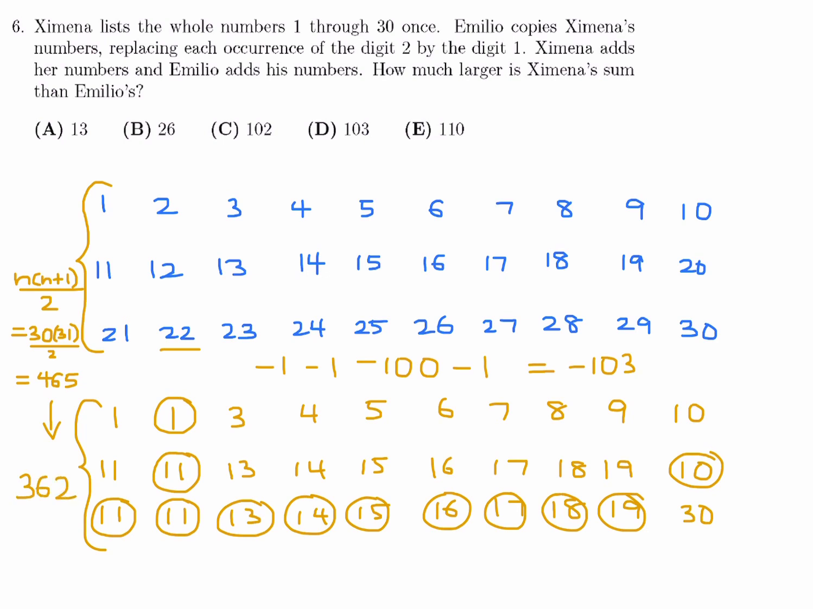And there you go. That is the two sums, and then we have to figure out how much larger Ximena's sum is than Emilio's. Well, 103. 103 is the difference. So number 6, the answer is D.